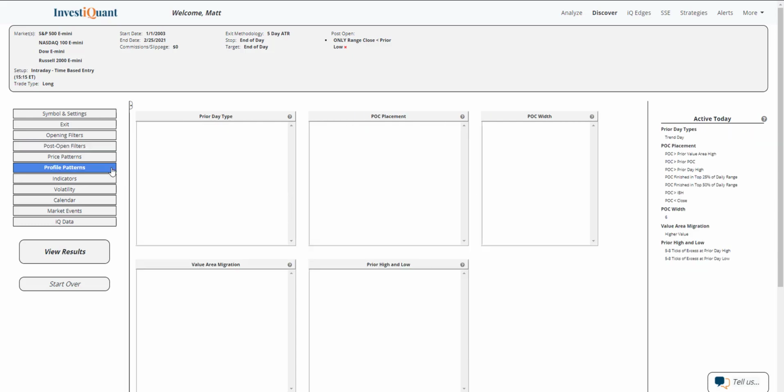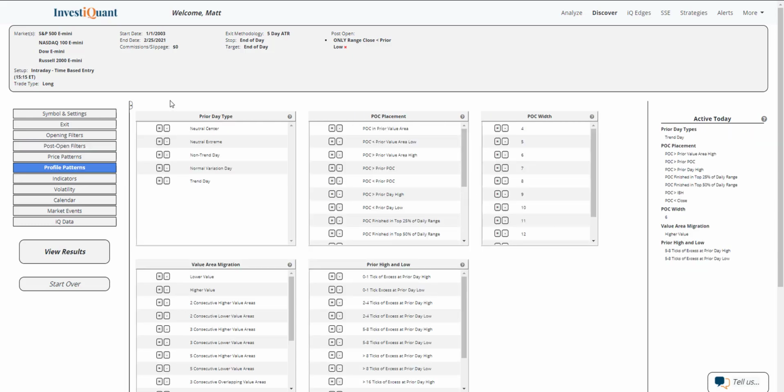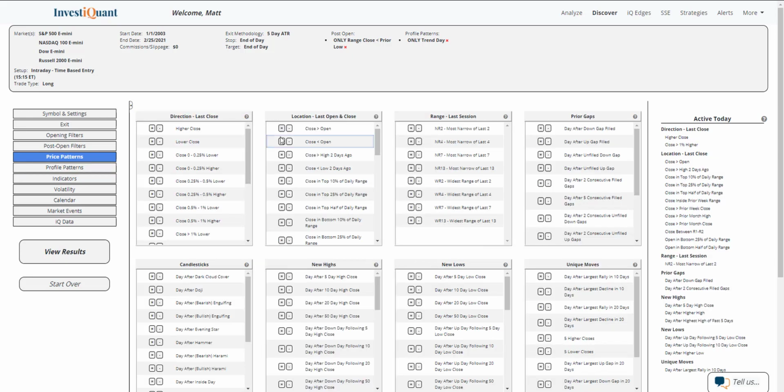And then the next piece I wanted to look at was that yesterday was a trend up day. We've got some predefined day types in our market profile patterns section within Discover. So in our prior day types, we do have a trend day available here. I'm going to hit equals next to trend day. And then to confirm that it was a trend up day, I'm just going to go into price patterns and say that it closed above the opening print yesterday. So by saying it closed above the open and it was a trend day, that means it was a trend up day.